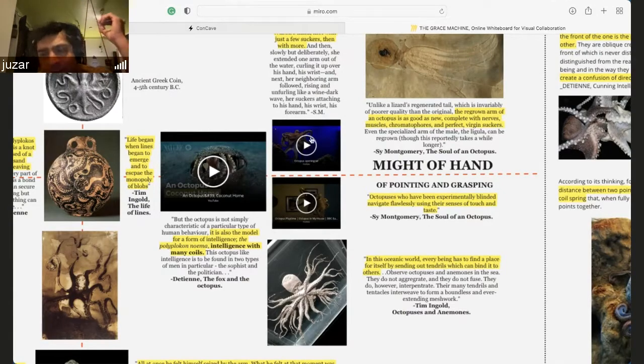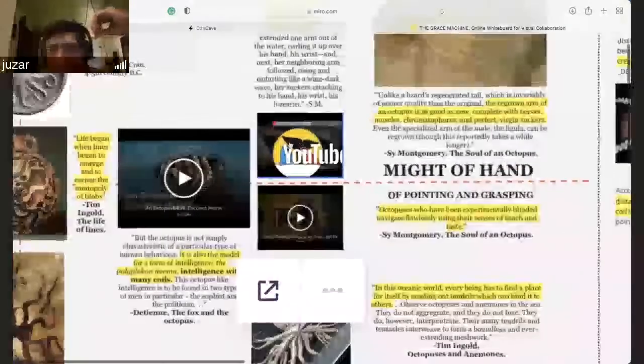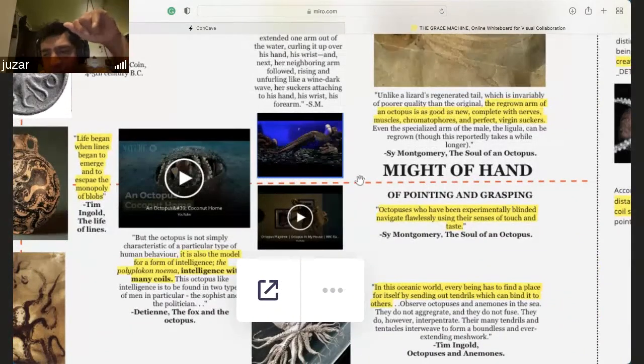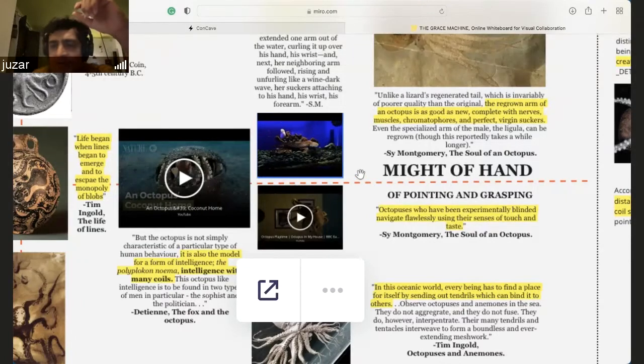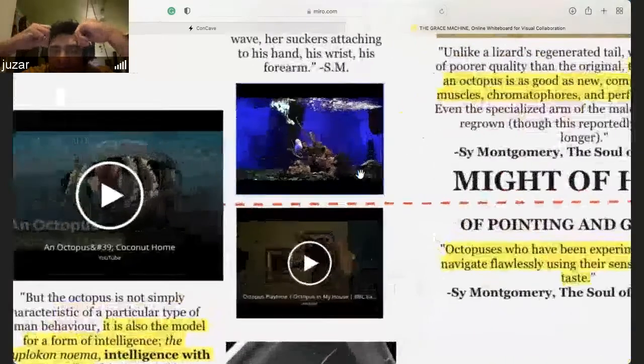Further exploring the grasping and the pointing dimensions of it, we have two videos where an octopus is opening a jar. There's a fish being put into a jar and sealed at both sides, and the octopus opens it from one end.